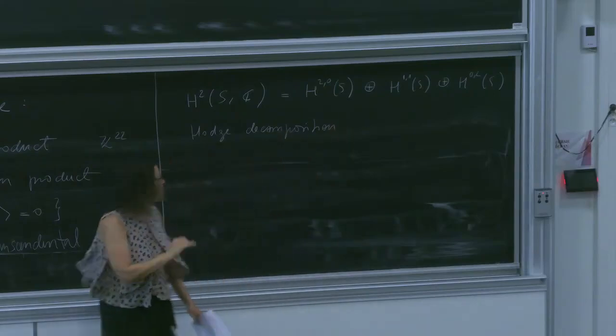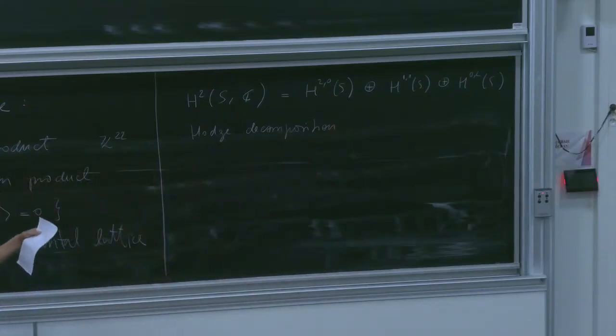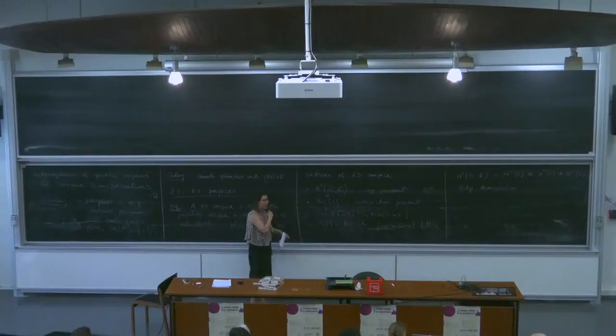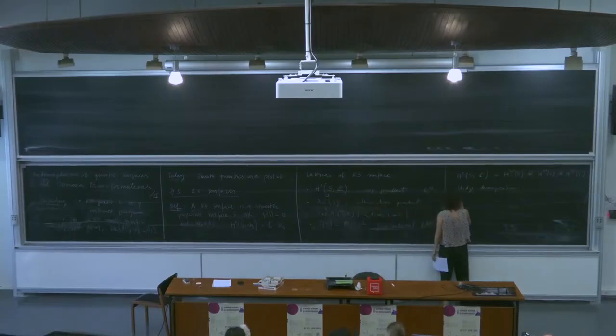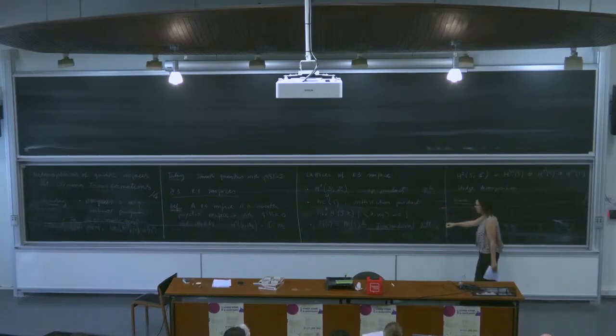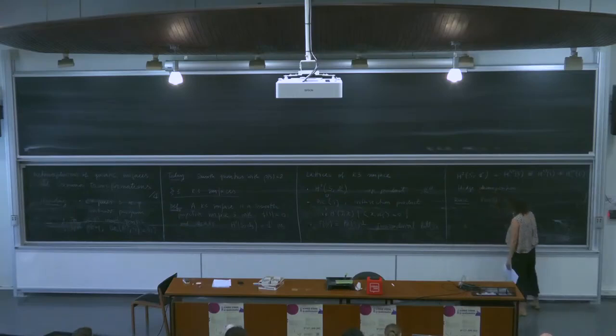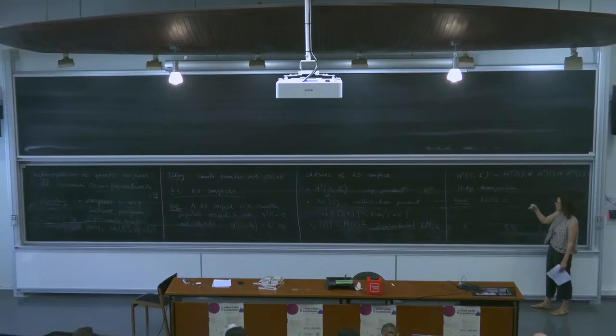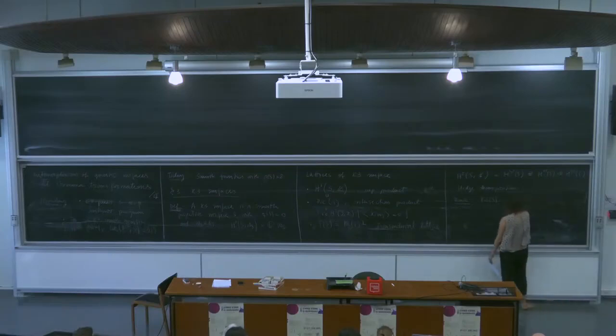And this will be important very soon, but maybe I don't want to say anything about this now. I think this is, okay, maybe there is one thing I want to say about the Picard lattice. So, remark: the Picard lattice, by the Hodge index theorem, has signature 1, rho minus 1, where rho is the Picard number.